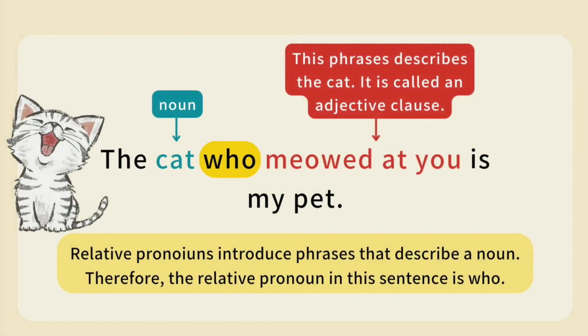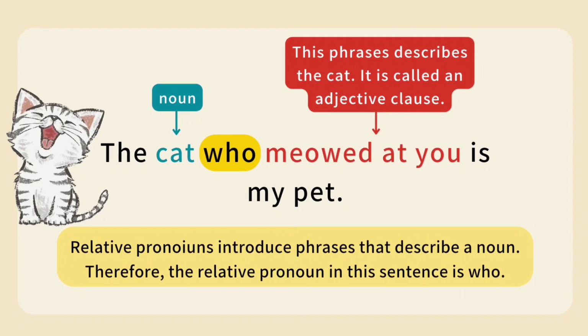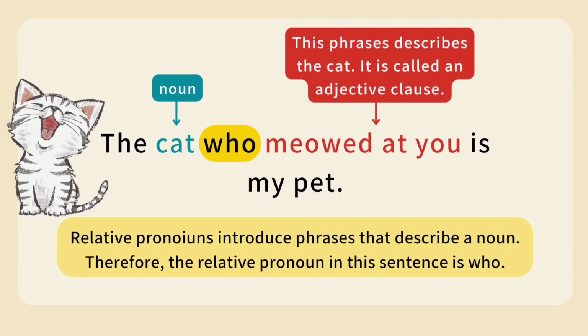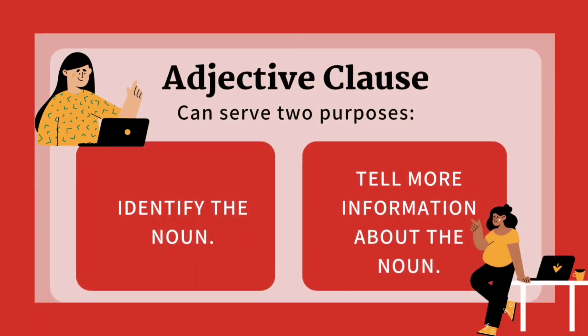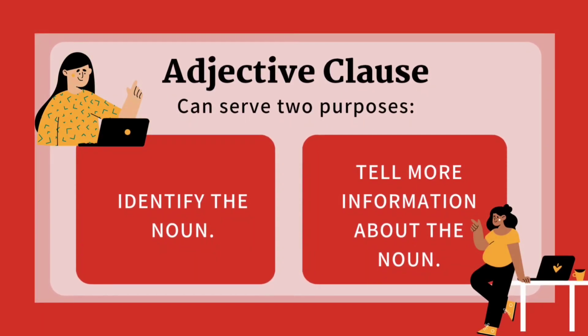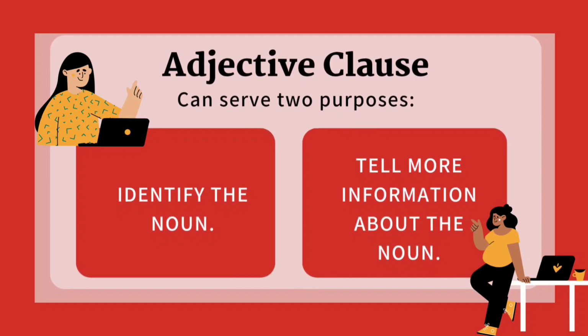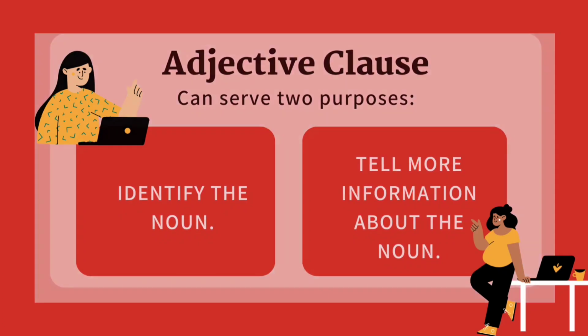The cat who mewed at you is my pet. In this sentence, cat is a noun. Here, who is describing cat. So, who is a relative pronoun. Mewed at you. This phrase describes the cat. It is called an adjective clause. An adjective clause can serve two purposes. Identify the noun and tell more information about the noun.